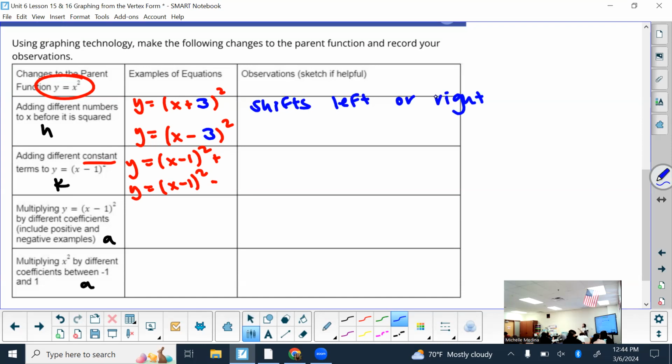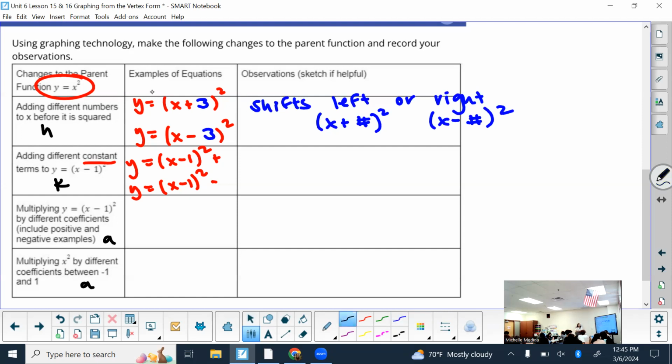Anyway, I don't memorize that because I know that H is always opposite of how it looks in the equation. So I just memorize how it looks in the equation. So if it's shifting left, that must be that it was x plus a number in the equation. And if it's shifting right, then it's x minus a number in the equation. That's how I would choose to memorize it instead of a positive H or a negative H. Okay? But yeah, and it shifts it however many units you put in.